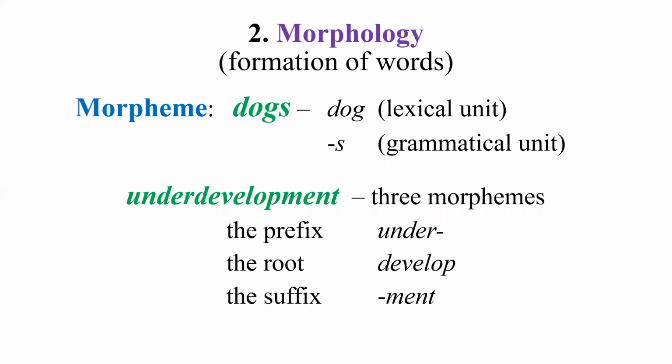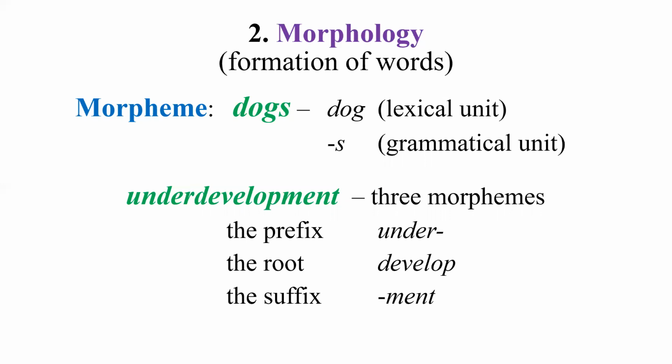Okay, now let's go to morphology. Morphology is another important core branch under linguistics. Morphology is the study of formation of words, how we form words, make words, or create words. And the smallest lexical or grammatical unit is called a morpheme. Example, we have dogs in the plural form. So here, dog is a lexical unit because it has a meaning of its own. When we say dog, it refers to an animal. So this word has a meaning of its own.